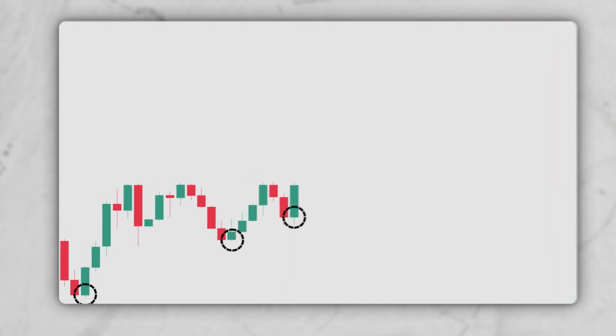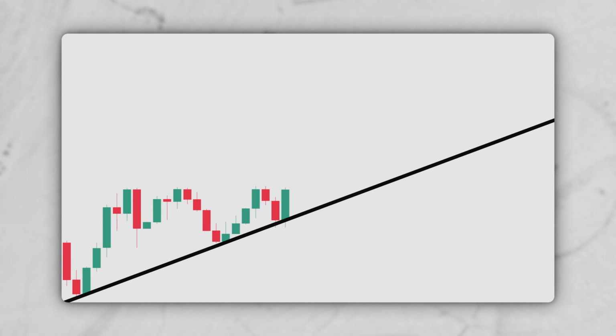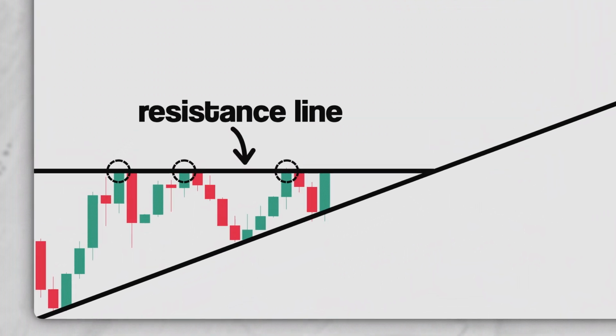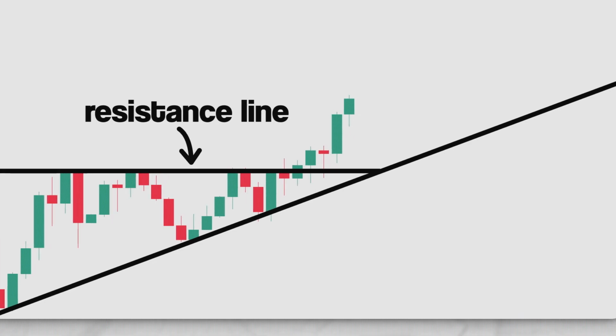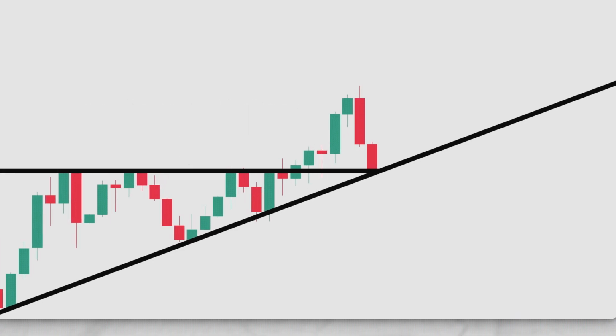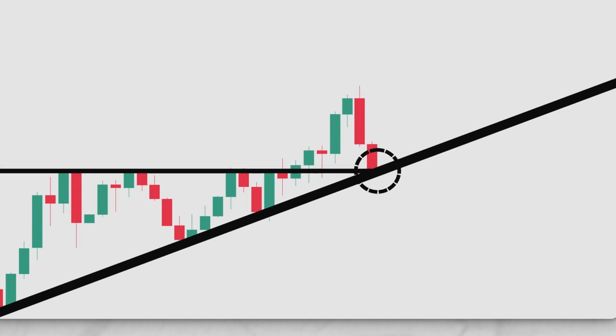Now let's look at a bullish scenario to complete the picture. On this chart, we can see multiple swing lows, which allow us to draw an ascending trend line. We can also identify a resistance level formed by several price rejections. Eventually, price breaks above this level, turning resistance into support. Price then pulls back and approaches the area where the new support level intersects with the ascending trend line.